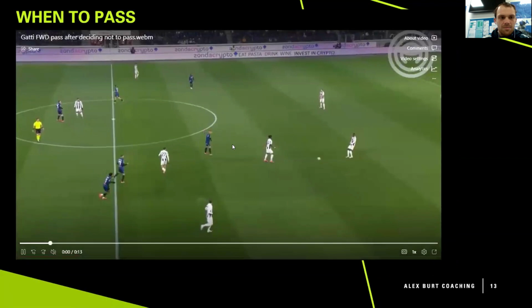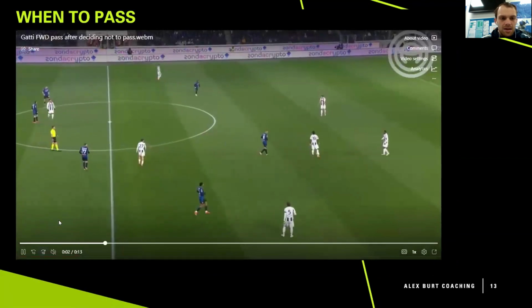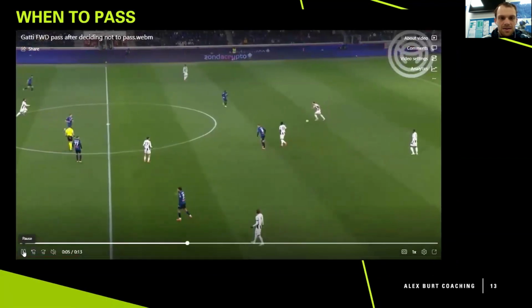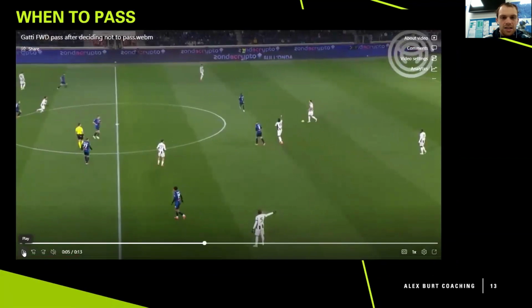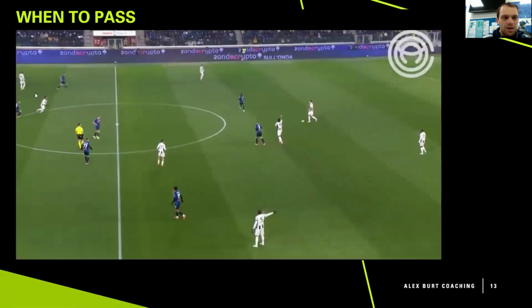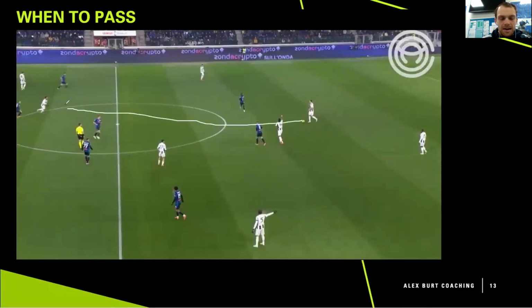Let's take a look at this example here. We've got Gatti who received the pass in here, and he's just looking to try to play a pass in here initially, which in this instance could be on. The only difference is that at the moment, where you can see the ball is, he cannot execute that pass unless he's playing it with the outside of the right foot or his left. He might not feel comfortable in this moment to play that pass.